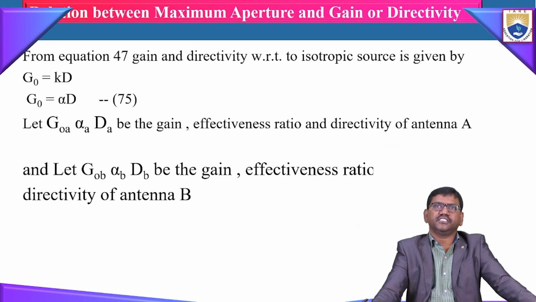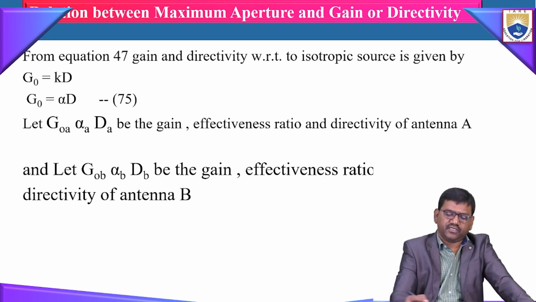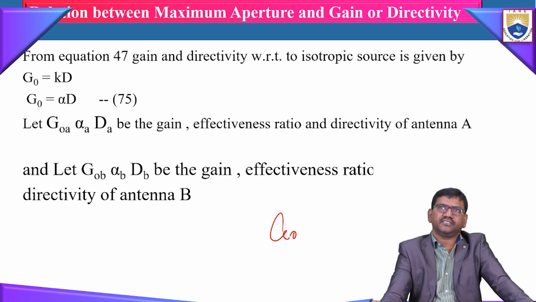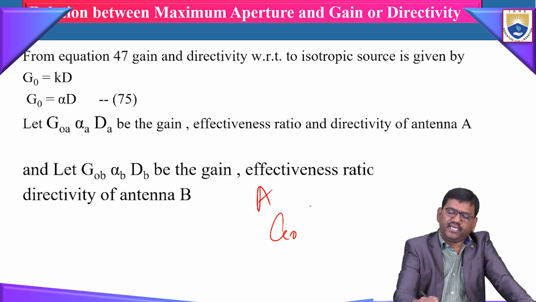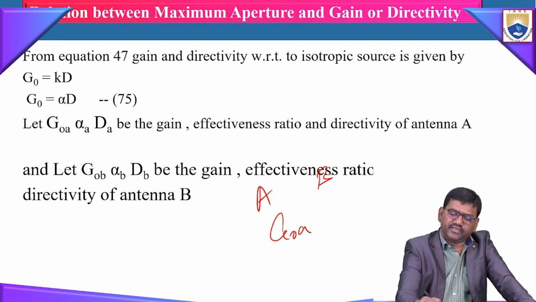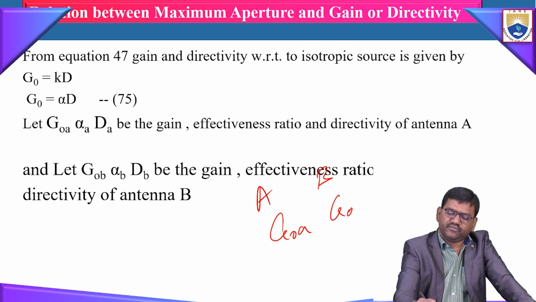Now we know there is a relationship between the gain and the directivity. The gain with respect to the isotropic antenna, denoted by G0, is equal to KD. Let us assume the gain of transmitting antenna A as G0A, and the gain of transmitting antenna B as G0B.